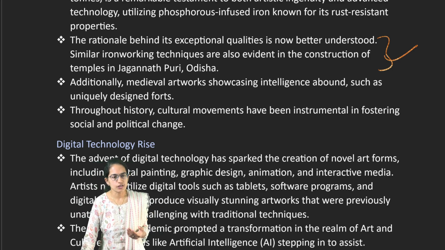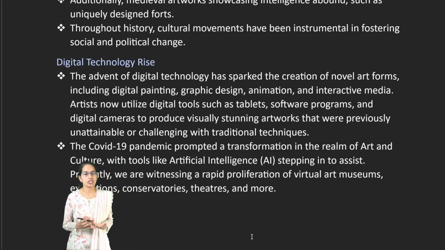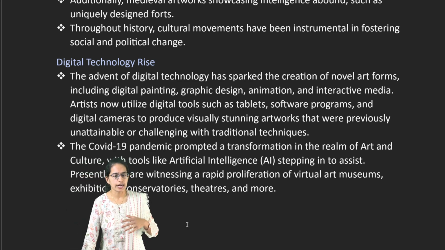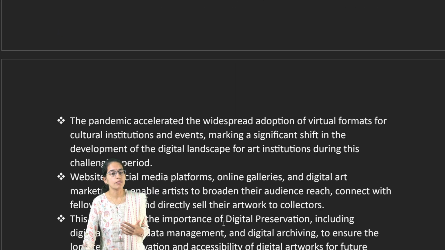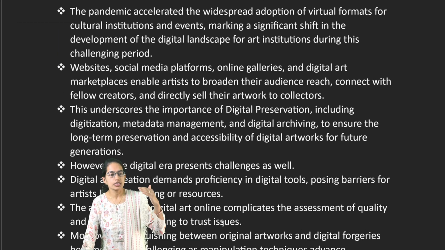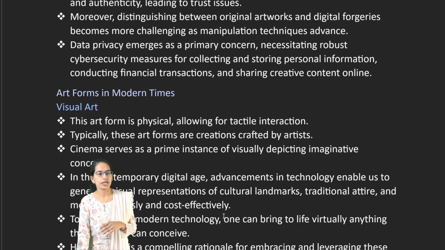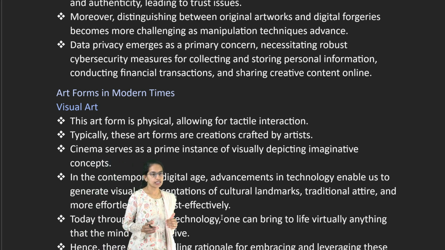With the rise of digital technology, we have seen improvements in graphic designs, animations, interactive media, GIF media, and digital paintings. And during the time of COVID, we have seen exhibitions and theaters coming up, all in digital form. So digital art, using digital tools and technology, has become an important aspect. In the modern form, if we classify art, there are various aspects to it. One of them is visual art.